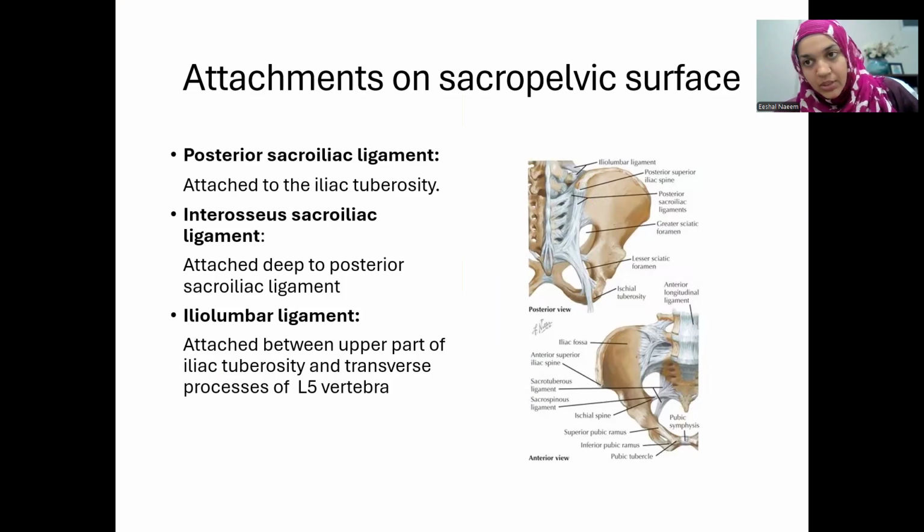The first of which is the posterior sacroiliac ligament, which is attached to the iliac tuberosity. So here at the iliac tuberosity, we have the sacroiliac ligament attached. Deep to this ligament, we have the interosseous sacroiliac ligament attached. And then there are some special ligaments that come off the lumbar vertebrae and attach to the iliac tuberosity and the transverse processes of the L5 vertebra. This is called the iliolumbar ligament. Can you see the iliolumbar ligament here? So all these three ligaments attach to the iliac tuberosity.